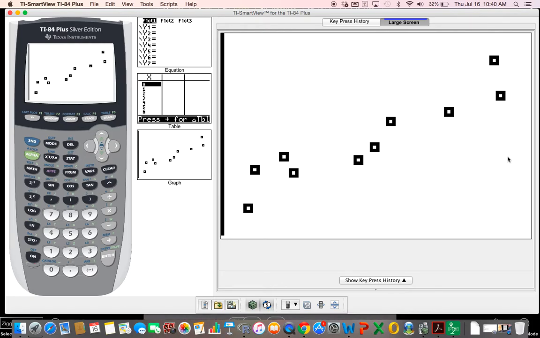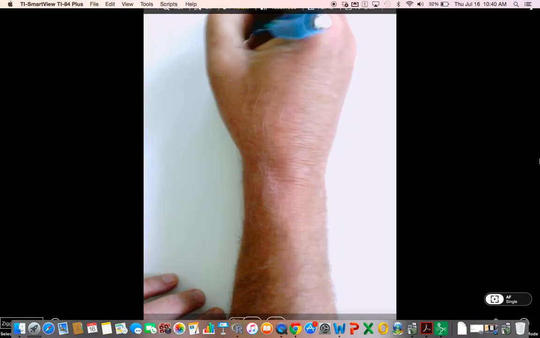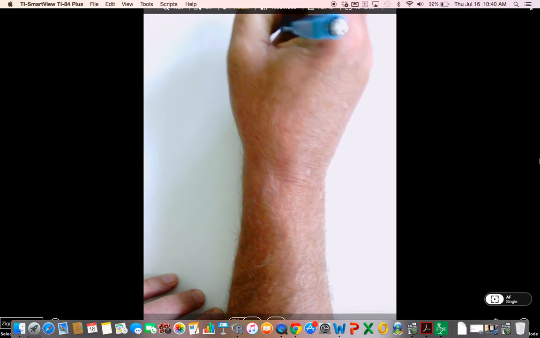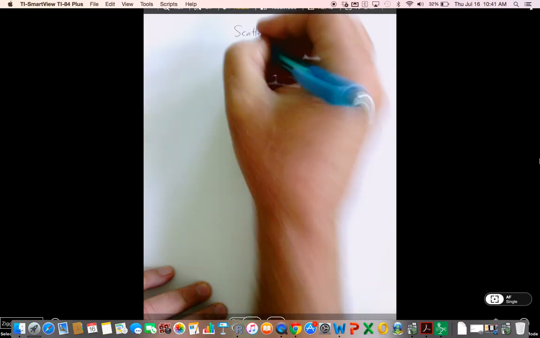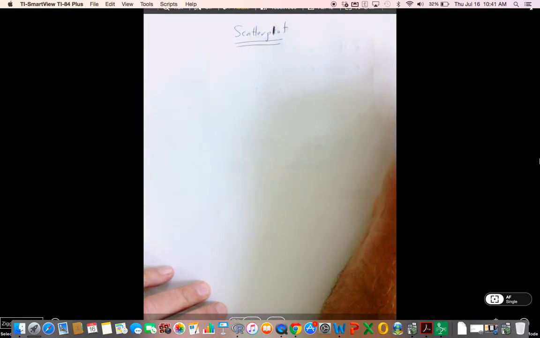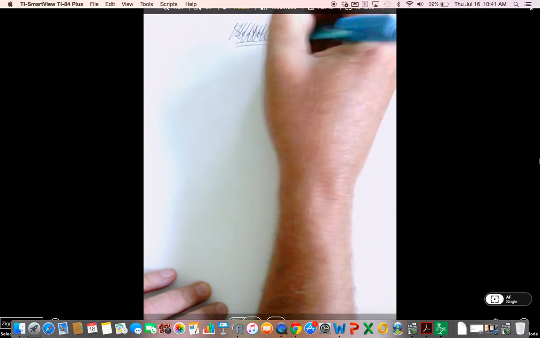So, gang, we could say, therefore, that the summary of our scatter plot, well, that may be the ugliest scatter plot ever written. I can't even handle that. That's just too ugly.